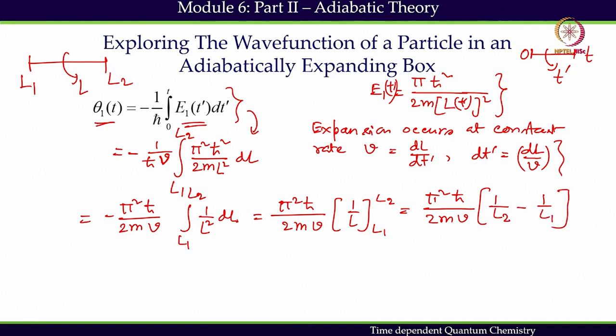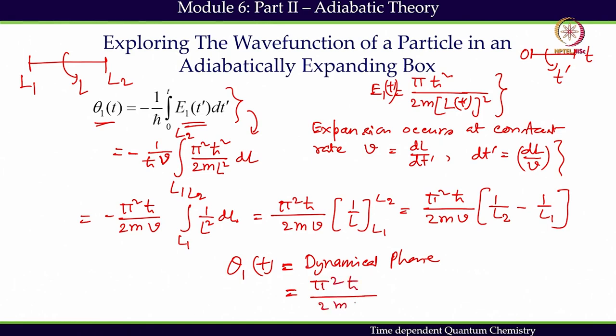So we finally get this theta 1 t, the dynamical phase accumulated by the wave function due to the dynamical evolution: pi squared h cut by 2m v times (1 by L2 minus 1 by L1). So we have got one phase factor for the expanding one-dimensional box problem.